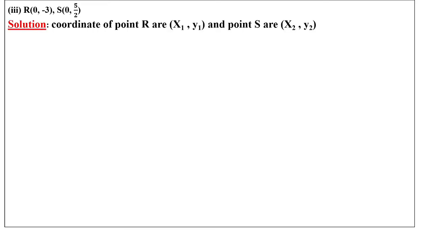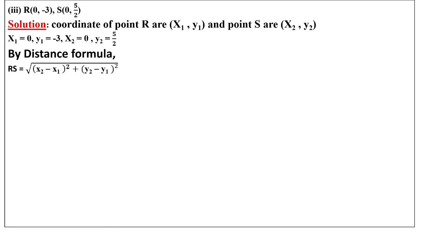The third one is given: point R is (0, minus 3) and S is (0, 5 upon 2). Same procedure, we'll write the x1, y1, x2 and y2 of the given points and use the distance formula.